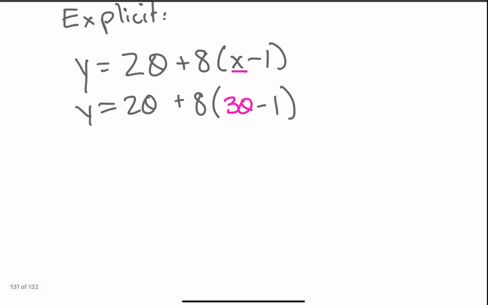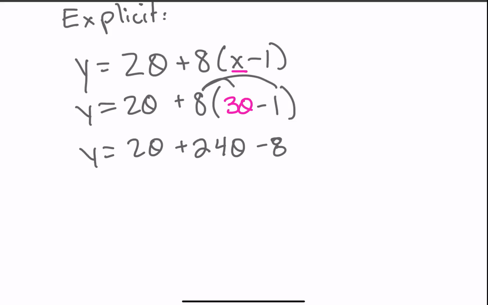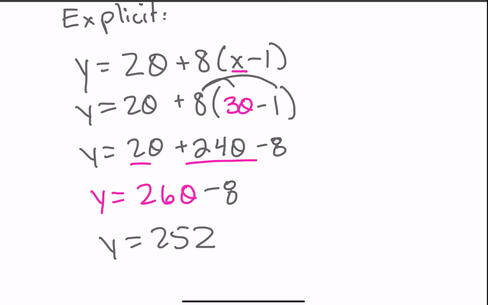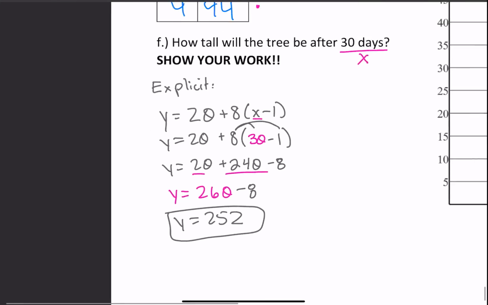Now, you can do this two different ways. You can use your distributing stuff, right? So 8 times 30 is 240 minus 8. And then we bring down that 20. And then some kids did 20 plus 240, so that gives us y equals 260 minus 8. And 260 minus 8 is 252. And that's your final answer, and that's good.